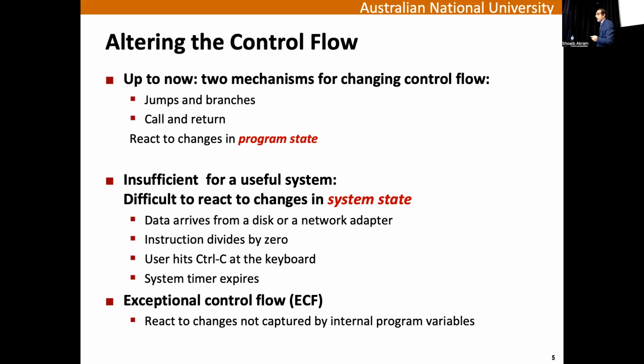Or if you have a divide by zero exception, you need to change the flow of the program or the processor and go somewhere else. And we call this exceptional control flow, reacting to changes not captured by the internal program variables. Exceptional here means that this is a change in the control flow that is not due to a change in the internal program state. Something has happened outside the program.